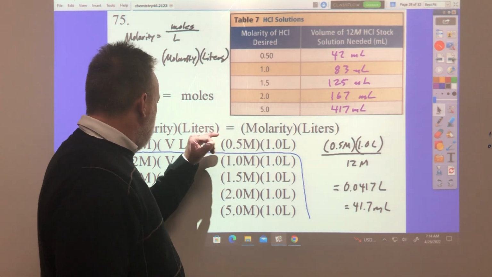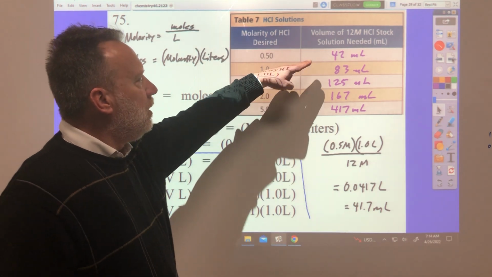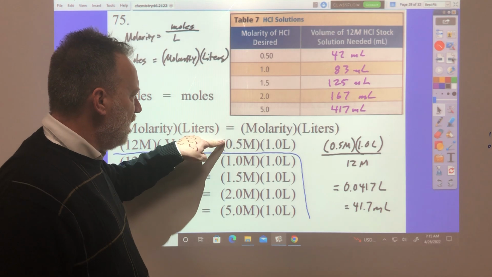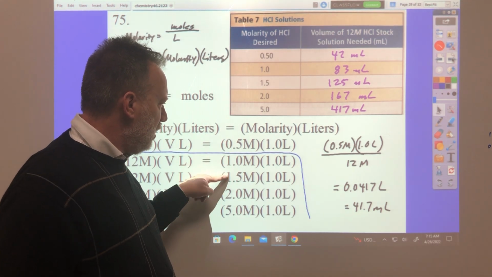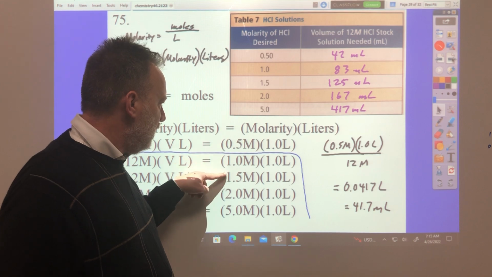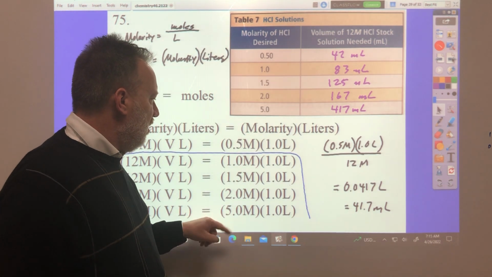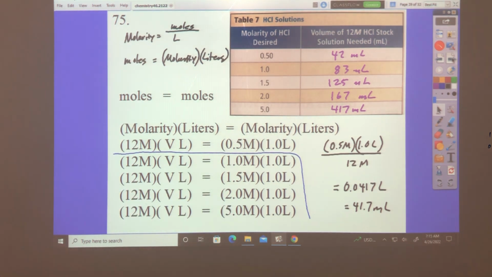The more concentrated we get it, it's 42, 83, 125, 167, and 417. I mean, if this is 41.7, this is going to be about double. This is going to be about another 41.7. This is going to be about double this one. And then we have 5. It'd be like this one plus that one. This one double plus that one.